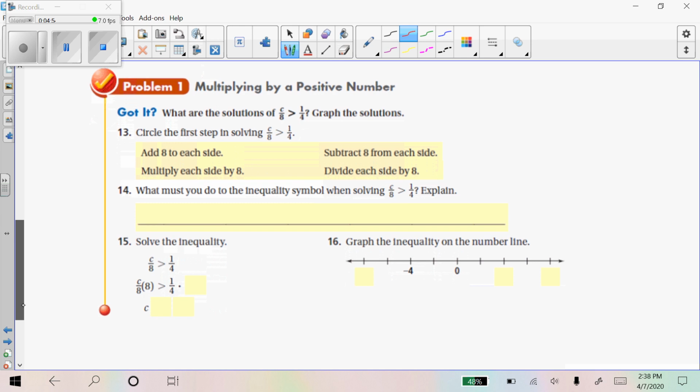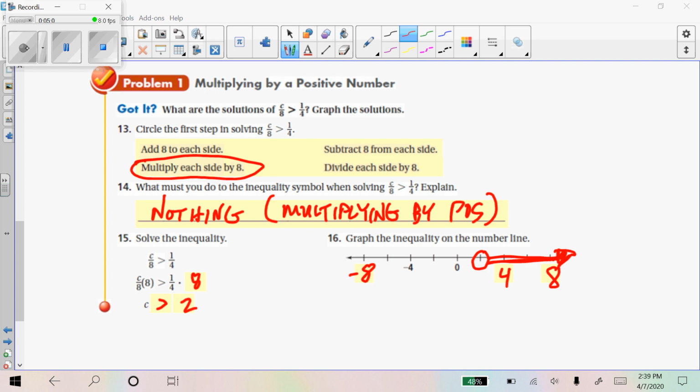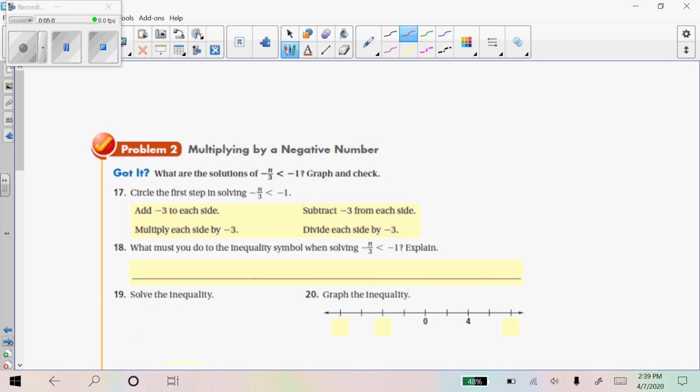All right. So go ahead, you can work your way through these problems and you can check back and see if you got them right. So your answer should look like that if you did it correctly.